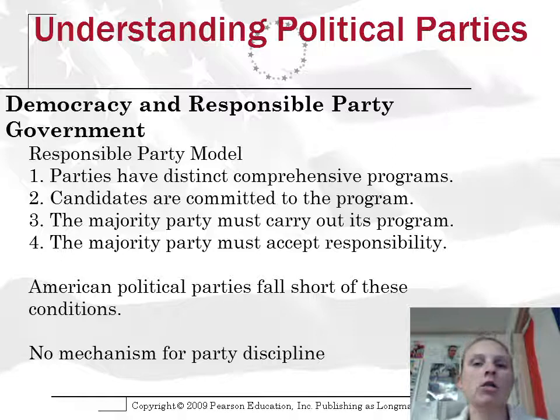When actually looking at what a political party should do, how they should be responsible, we're going to focus on the responsible party model. This is what they should actually be doing while they're in office. Number one, parties should have distinct, comprehensible programs. They need to have a clear alternative to the other side and not be ambiguous like we see with our two major parties today.